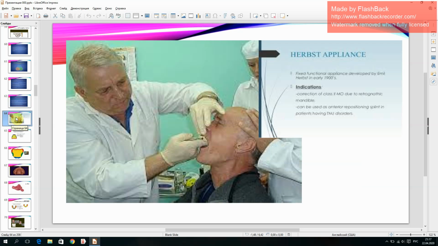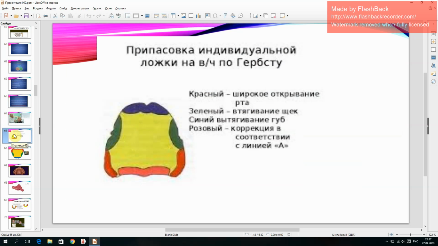Herbst tests. Fitting of individual tray on the maxilla according to Herbst tests. Red color, wide opening of mouth; green color, retraction of cheeks; blue color, pulling the lips out; pink color, correction according to line.